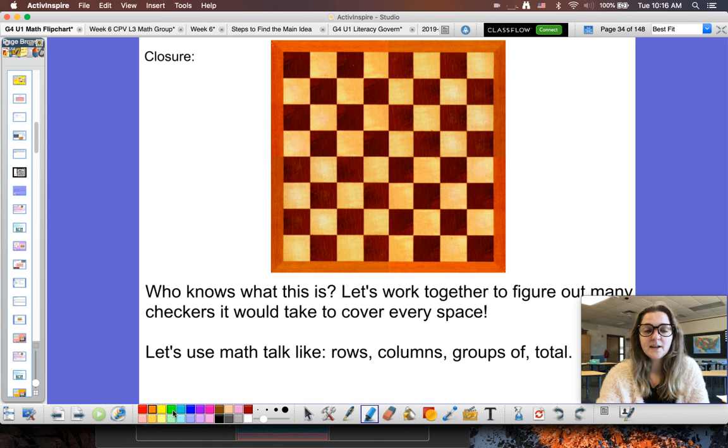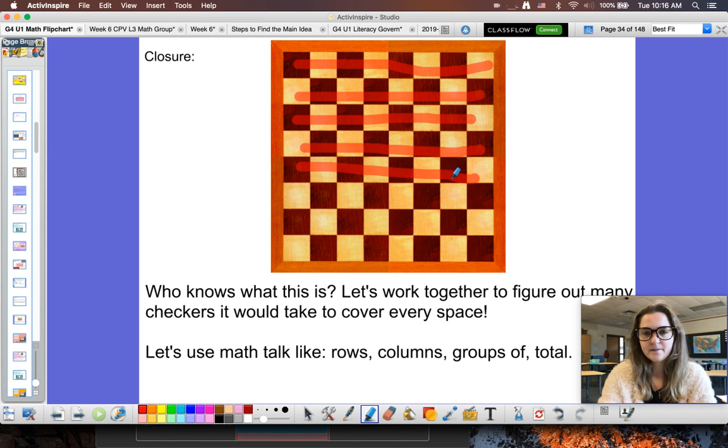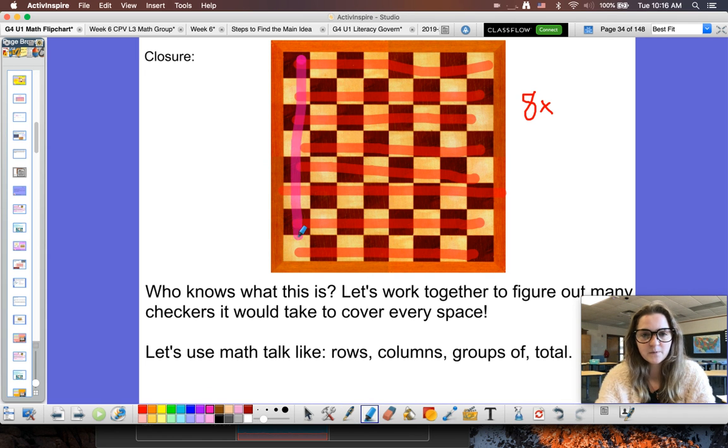So remember, we have to look at how many rows we have. Let's count. 1, 2, 3, 4, 5, 6, 7, 8. Okay, we have 8 rows. So our multiplication sentence is going to start 8 times something, because remember, multiplication is with arrays. Let's see how many columns we have. How many columns? Remember, columns go up and down. We have 1, 2, 3, 4, 5, 6, 7, 8. And we have 8 columns.